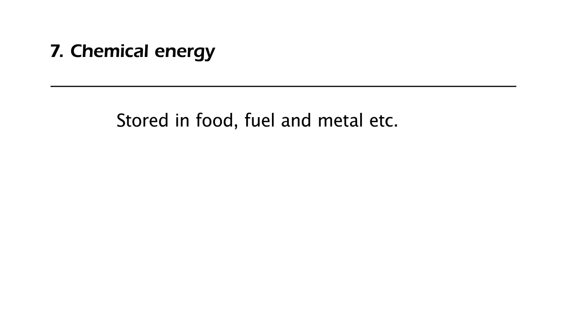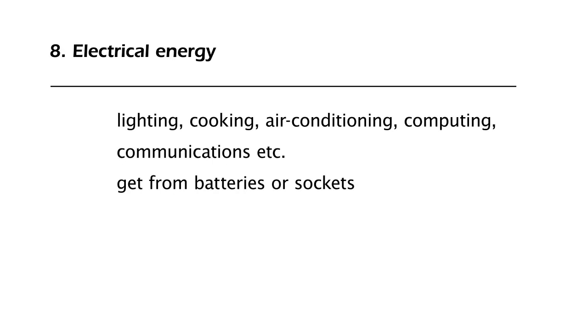Seventh, chemical energy. Chemical energy is stored in many substances, for example, food, fuel, and metal. Your body converts the food's chemical energy into kinetic energy and keeps your body temperature at 37 degrees Celsius. Cars burn petrol or diesel to convert the chemical energy into kinetic energy. When a metal oxidizes, it also gives out energy.